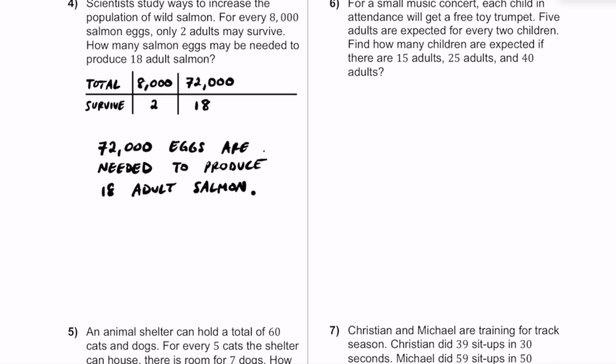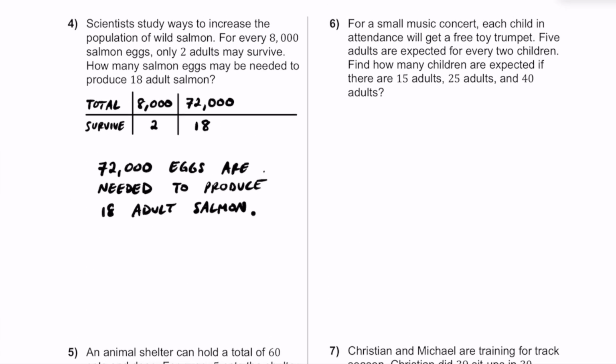Okay, let's check out number 6. At a small music concert, each child in attendance will get a free toy trumpet. 5 adults are expected for every 2 children. Find how many children are expected if there are 15 adults. What about 25 adults? And what about 40 adults? So 3 different questions here.